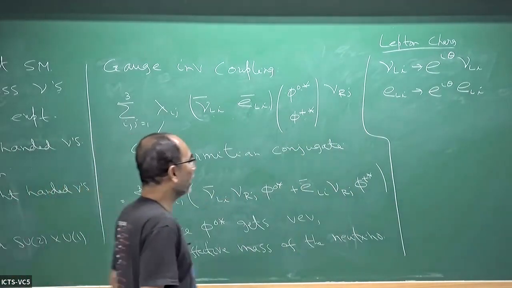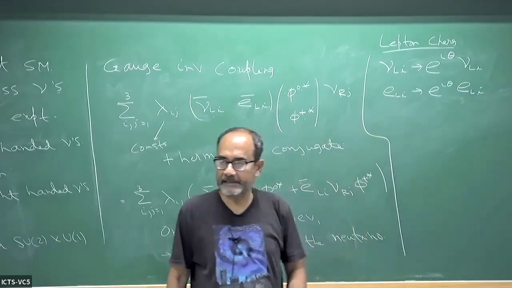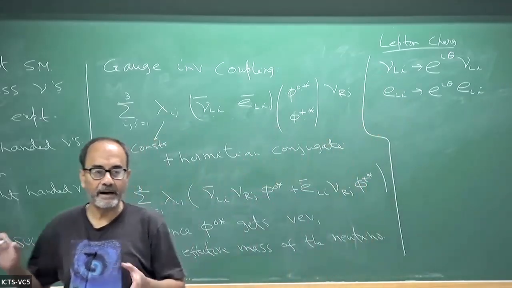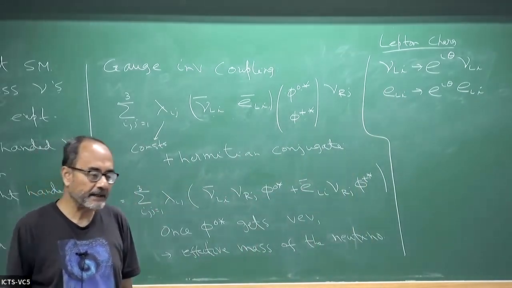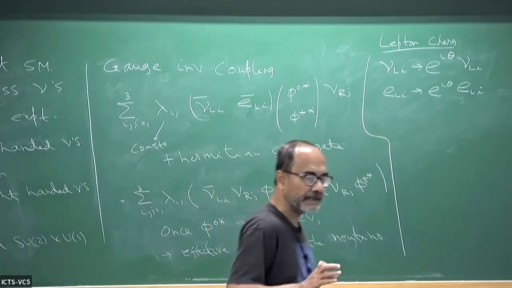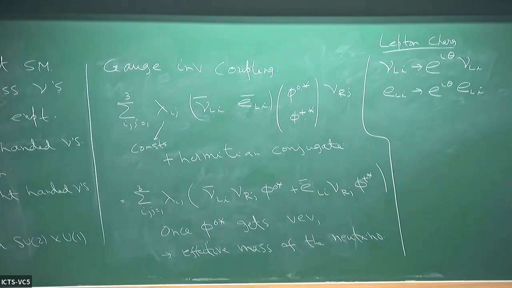And now we want to check whether this is a symmetry. To check whether this is a symmetry, we have to know how nu R transforms. Right? Nu R is a new field that you have introduced. And when we say that you want to check if this is a symmetry, what you should really check is: is it possible to assign some symmetry transformation to nu R so that the Lagrangian is invariant.